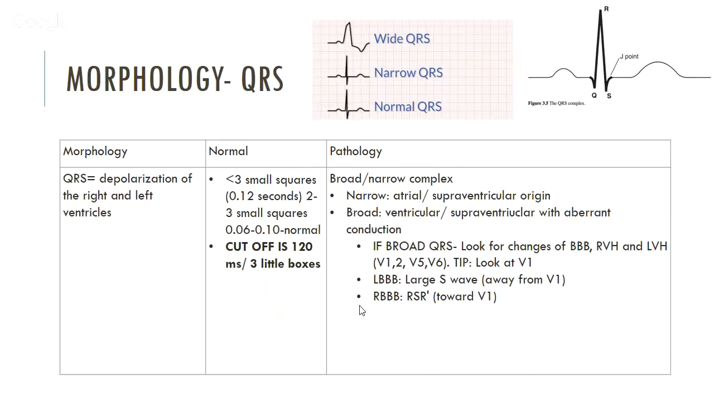So then QRS. The normal cutoff for QRS is less than 3 small squares, which is the same as 0.12 seconds. The way I remember is QRS is 3 letters, so less than 3 small squares. Another easy way to remember it. So basically, if it's a narrow QRS, you're thinking it's something from the atria or supraventricular, above the ventricles. Anything broad, you're thinking the problem's in the ventricles. And also, if it's broad, you want to look out for changes of right bundle branch block and left bundle branch block, which I'll go into later as well.